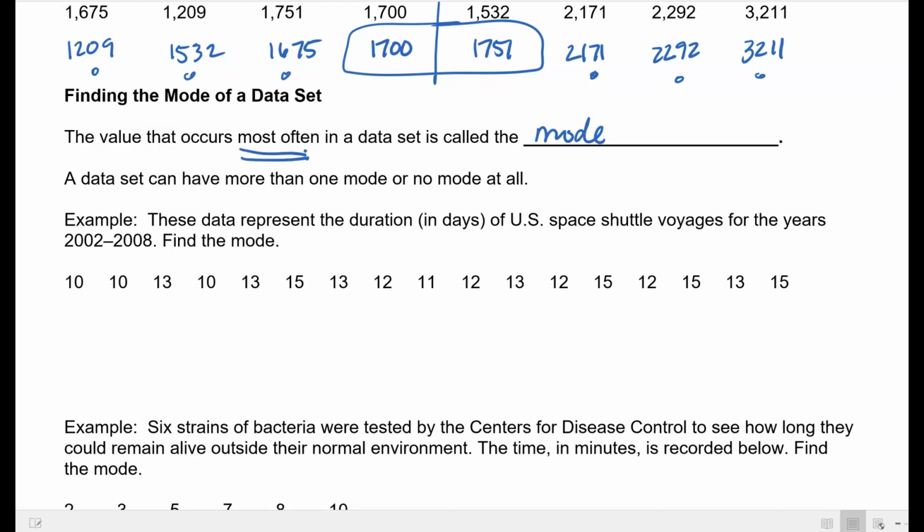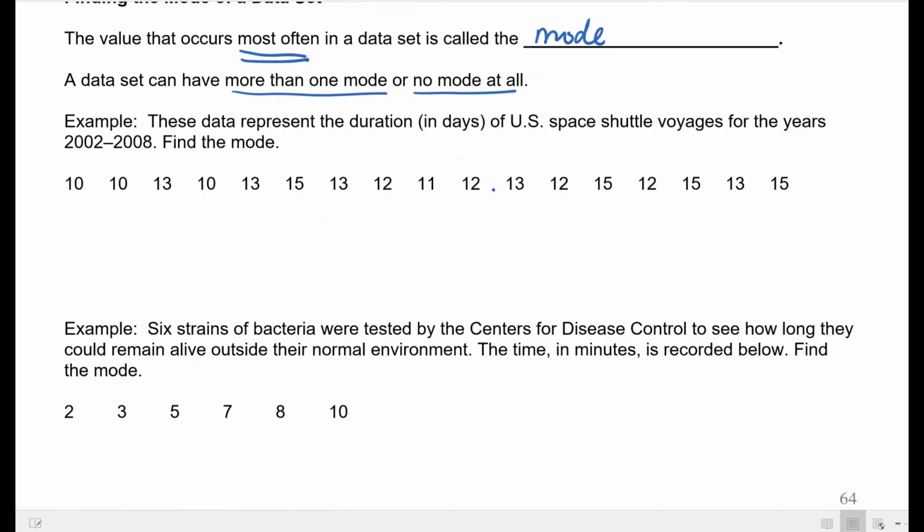This doesn't necessarily mean that every repeating value is the mode, because just because a value occurs more than once doesn't make it a mode. It has to occur the most. Sometimes it's possible to have more than one mode. It's possible to have no mode if there aren't any values that repeat. So let's look at this next example.